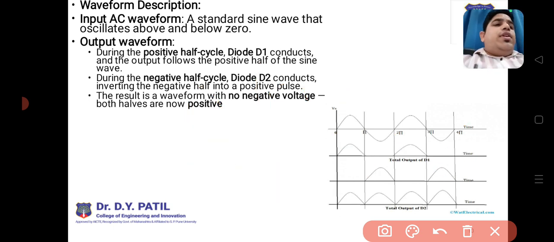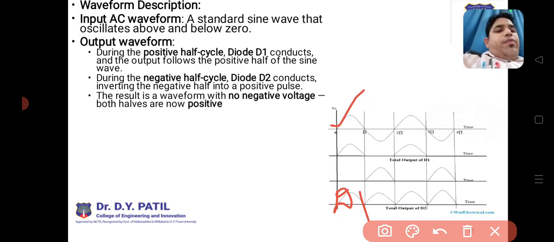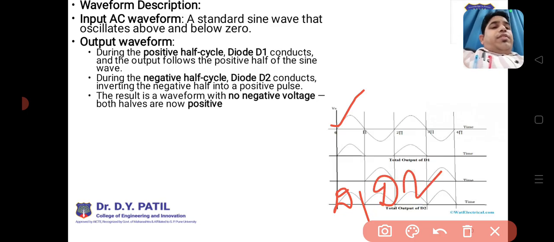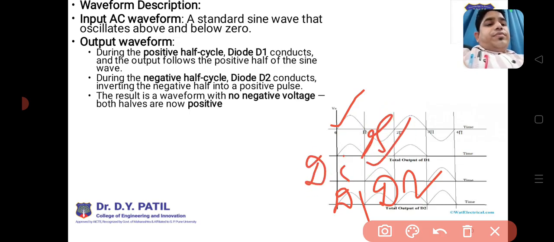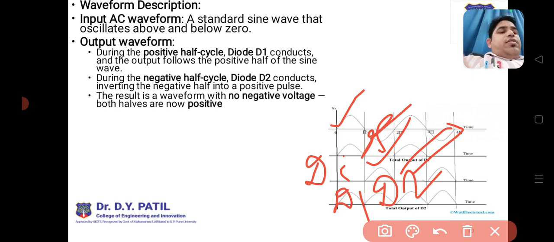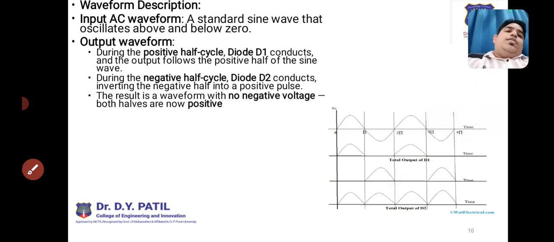the waveform. In the positive half cycle, one diode is forward biased, it means the D1 diode is forward biased, and in the negative half cycle the D2 diode is forward biased. In the positive half cycle D1 is on and D2 is off, and in the negative half cycle D2 is on. As we can see, we have already learned this in the theory section.